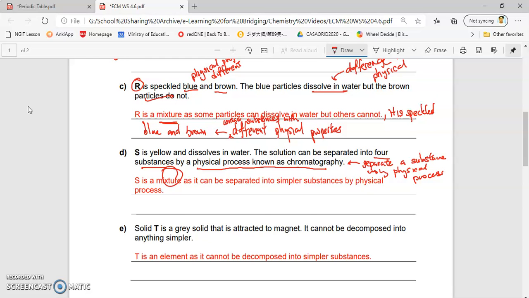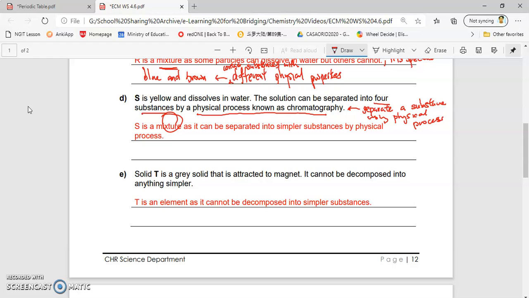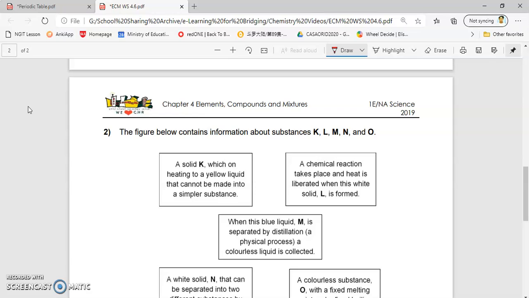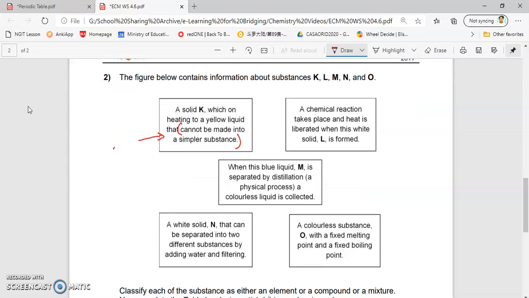Okay. Next one, T is a solid gray, it's attracted to a magnet. Now, this is the big clue here. Cannot be decomposed into anything simpler. So solid T is the simplest substance that can be found. As such, that's why this is an element, because it cannot be decomposed into simpler substances. So you can see here certain keywords tell you whether it's an element or compound or mixture. So question 2 is to reinforce it. Can you see solid K cannot be made into simpler substances? As such, K must be an element.